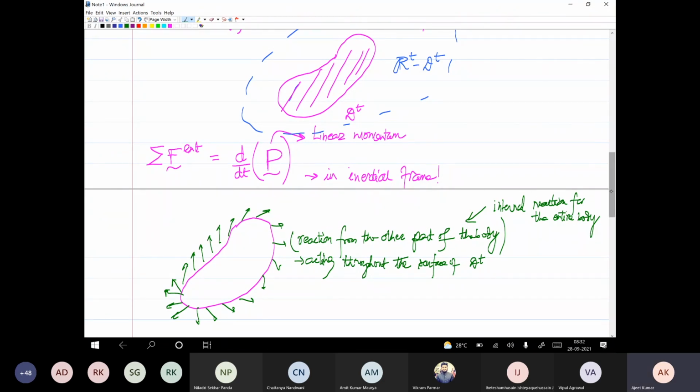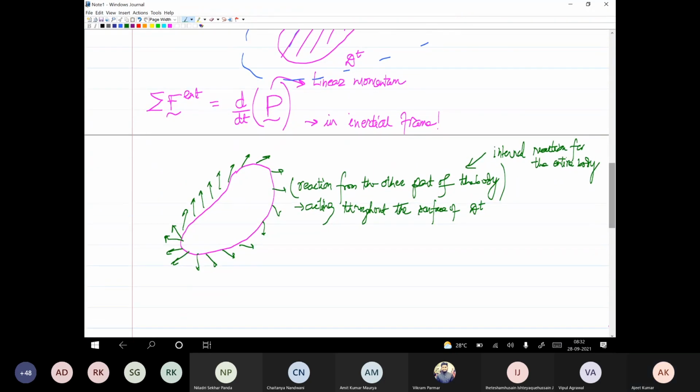Do you know what this reaction is called? Anyone? Traction. That is true. It is called traction. It has a unit of force per unit area, and we will denote it by T. Okay, so this is called traction.